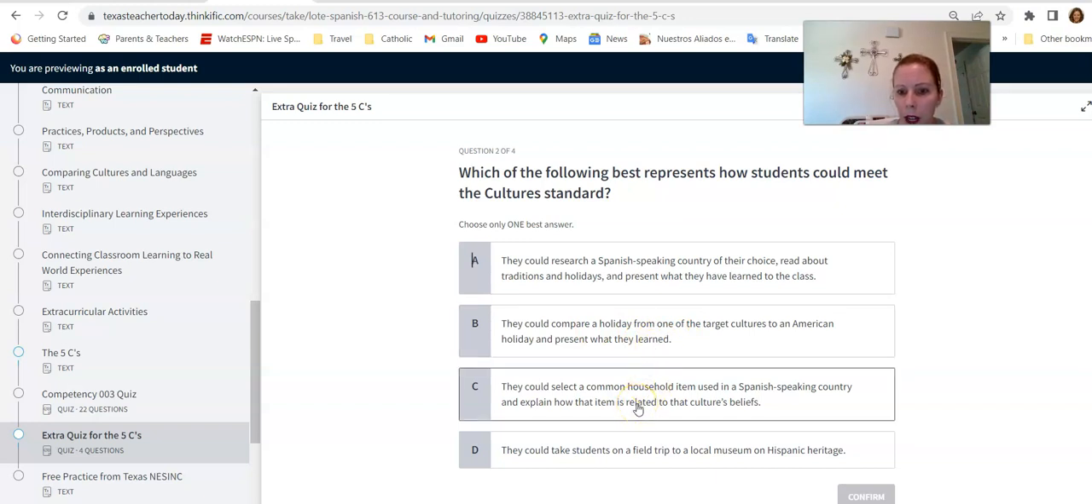They could select a common household item in a Spanish-speaking country and explain how the item is related to that culture's beliefs. See how that's a product and perspectives, their beliefs. So C is correct. But let's always look at all options. They could take students on a field trip to a local museum on Hispanic heritage. It sounds like cultures, but it's not about practices and perspectives or products and perspectives.